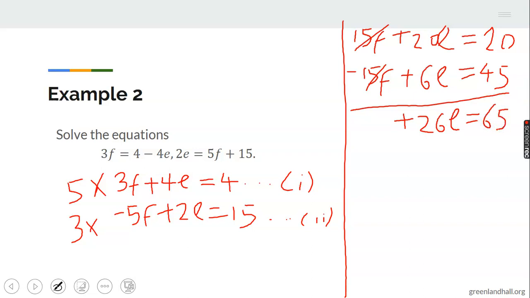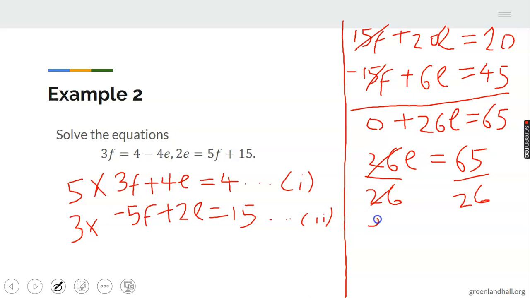Okay, let me check again. This is 20. This is 20. This is 15. 6. This is 45. Correct, okay? Now you have 26e equals 65. So that will be 26e. This is 0 equals 65. So you divide both sides by 26.